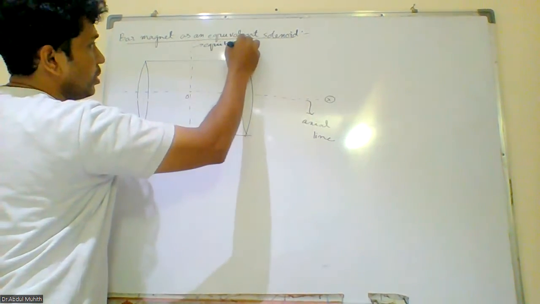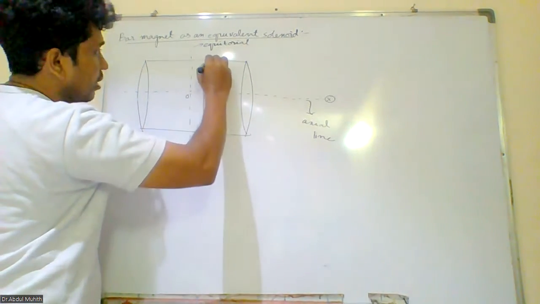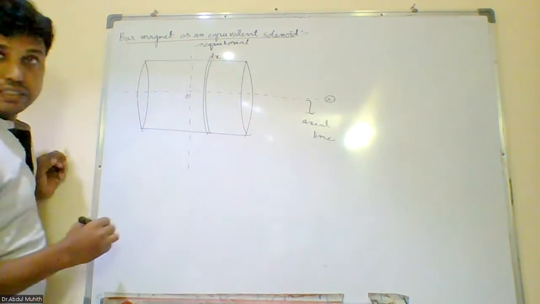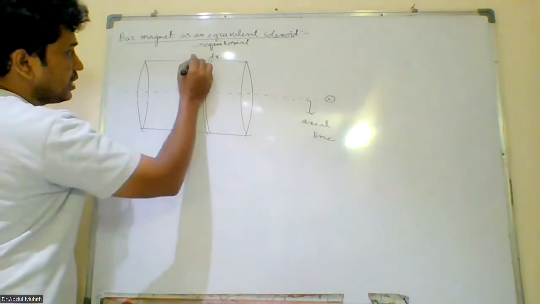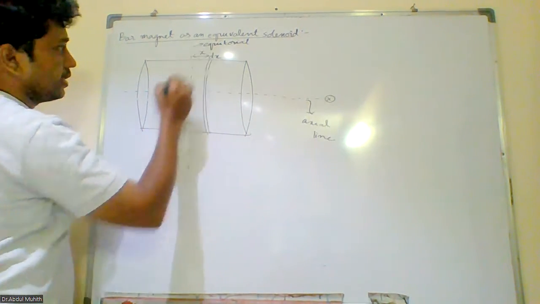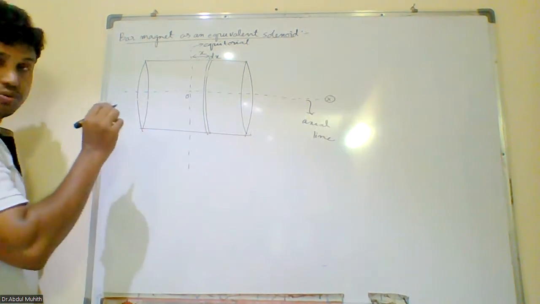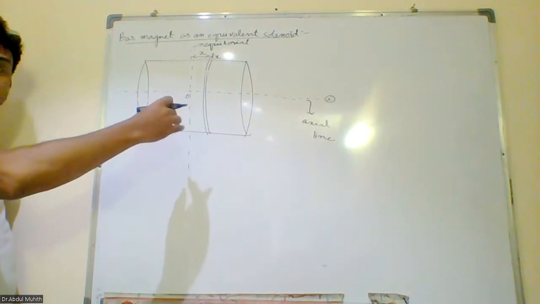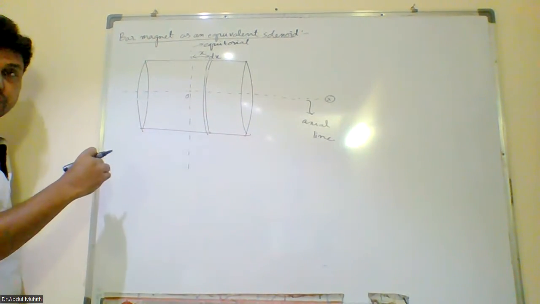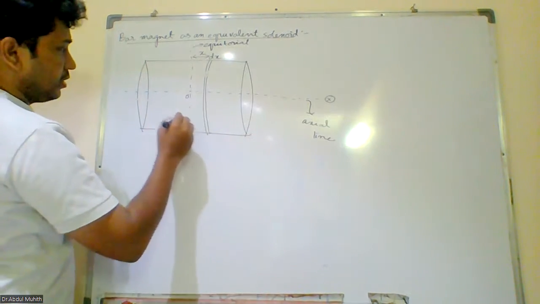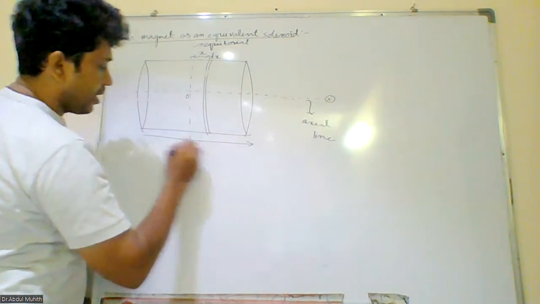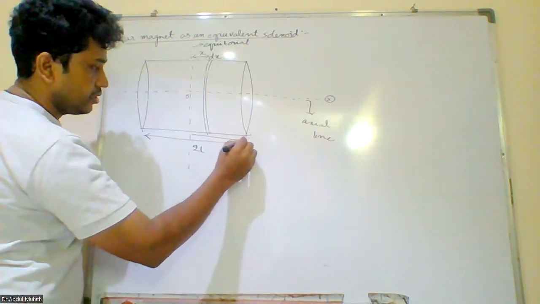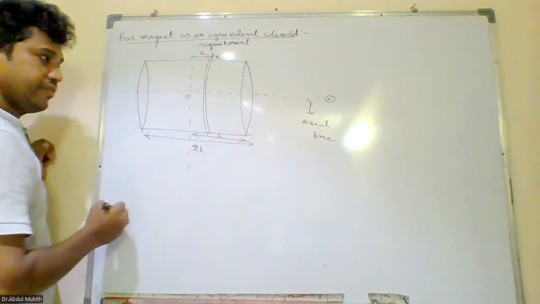Now, quickly tell me, what is the small element? This is dx. And what is this one? This one is x, from the center to the element. This is a current element, if I am saying that current is flowing through it. Clear? The length of the bar magnet is how much? 2L. And this one is L.